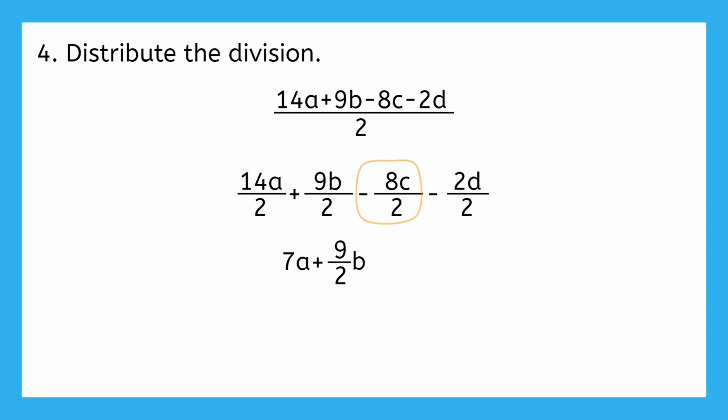Next up, minus 8c divided by 2 makes minus 4c. And lastly, minus 2d divided by 2 makes minus 1d. Do I have to write the 1 in front of 1d? No, we know that 1d is the same as just d, so we can also leave the coefficient off if we want. And now that we've divided everything we can, this is our final answer.